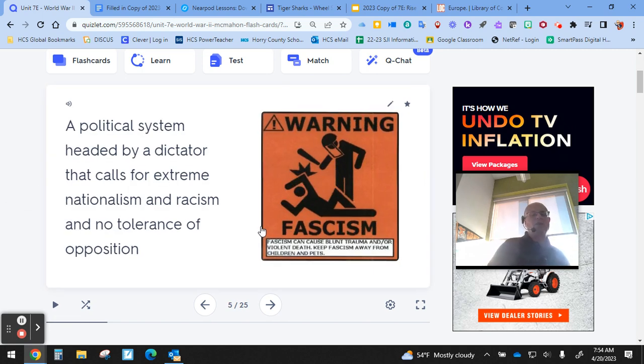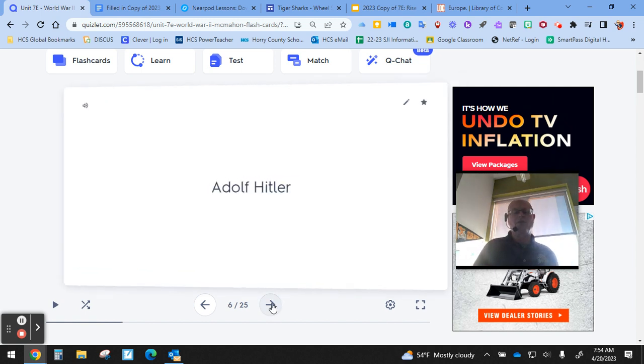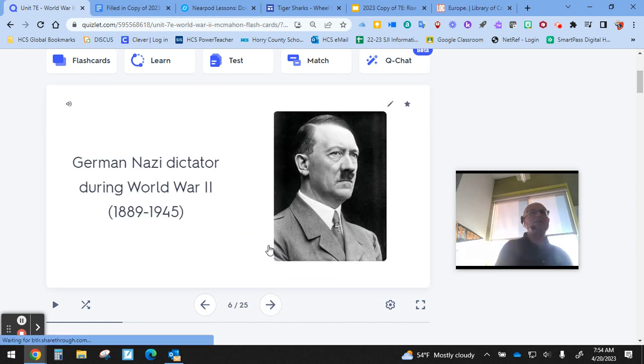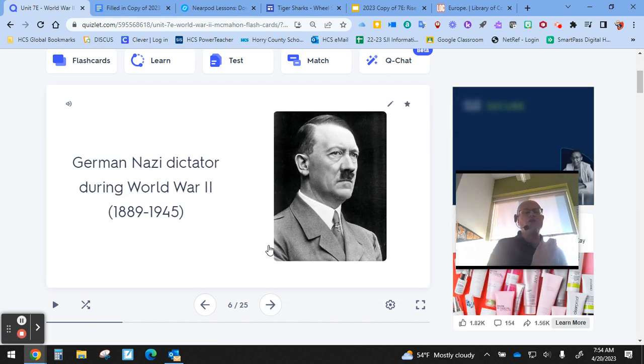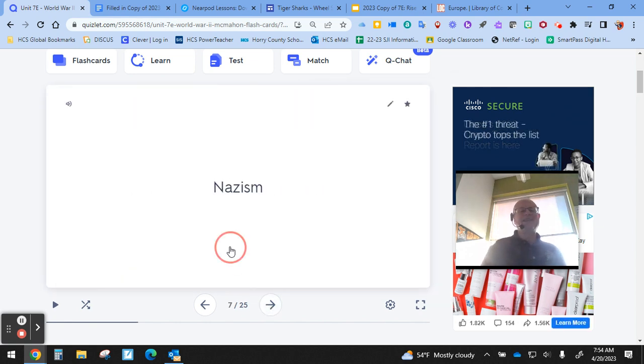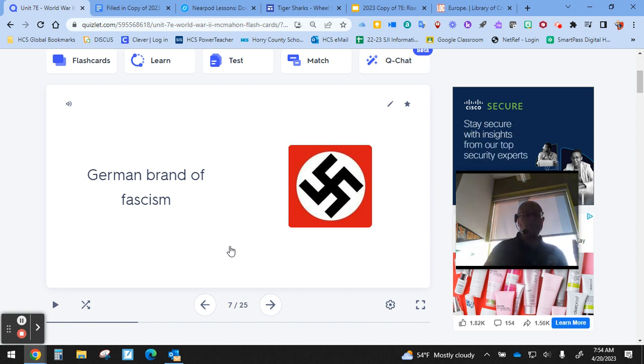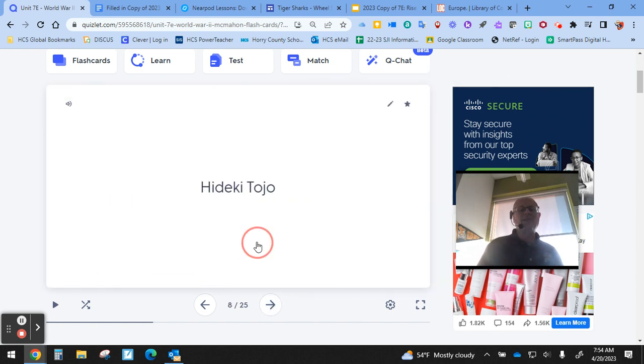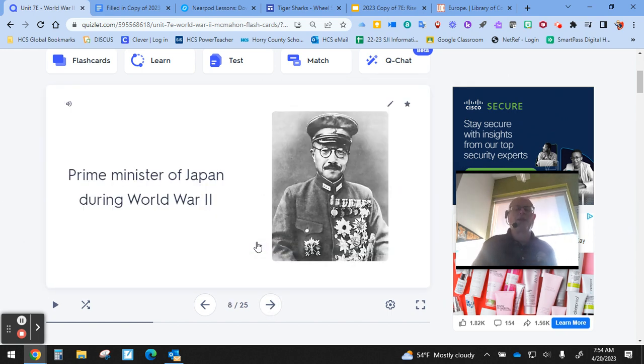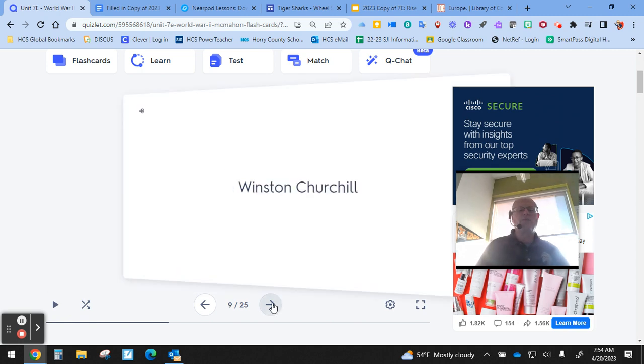Fascism, which is his style of government, is a political system headed by a dictator. It's extreme nationalism with a mix of racism, no tolerance for opposition. Adolf Hitler is going to be our Nazi dictator of Germany during World War II. Nazism is a German brand of fascism. Again, extreme nationalism with some racism mixed in there. Hideki Tojo is going to be our prime minister and military dictator of Japan in World War II.